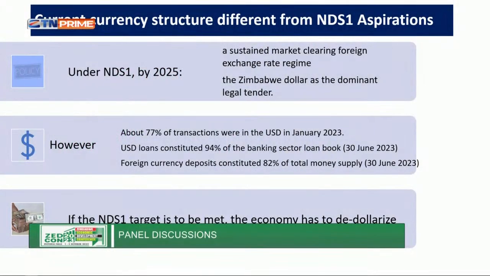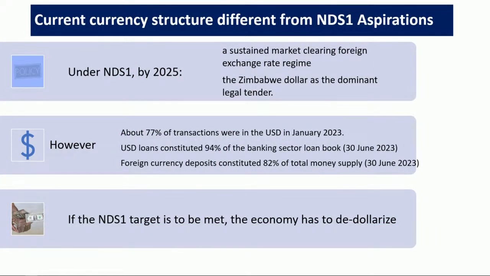Right, if we look at our NDS1, what it says is, by 2025, we need to have a sustained market clearing exchange rate regime. And it goes on further to say, the Zimbabwe dollar should be the dominant legal tender. Currently, I understand now, after this paper's presentation has already been done, Zimstat is now saying 80% of transactions are in USD, and 94% of the banking sector loan book as of 30 June 2023 was in USD. The foreign currency deposit constitutes about 82% of money supply.